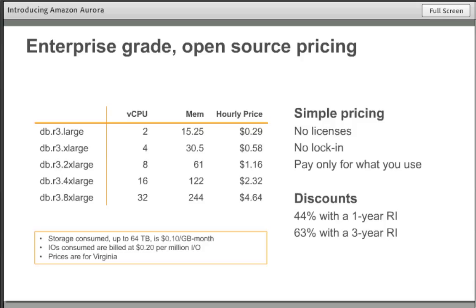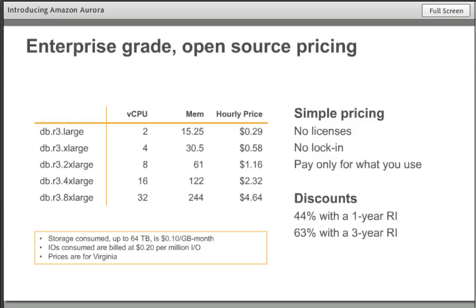So pricing. With Amazon Aurora, there are no license fees, and there's no lock-in. We are fully MySQL compatible, and it's easy to move your applications onto Aurora or off of Aurora. Now, the per-instance fees are roughly 20% higher than the equivalent instance on, say, RDS MySQL. However, we do expect a lot of our customers to save money by migrating from MySQL to Aurora, and there are a couple of reasons for that.